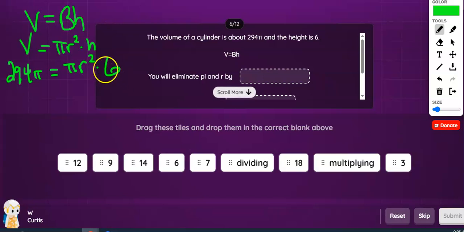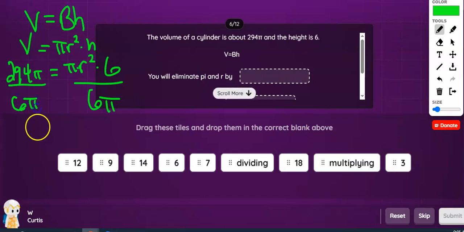So I get rid of 6. I'll divide by 6. How am I going to get rid of pi? Thank you, that's a times pi, so I'm going to divide by pi. And yes, you can do them both at the same time, and you'll end up with 49 equals r squared. I didn't get rid of the square yet. Thank you, use square root to get rid of a square.